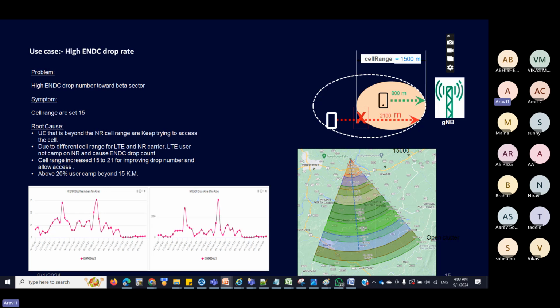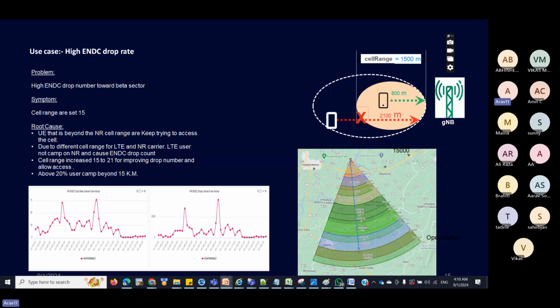In the NSA network, once we are trying to use 5G, there is a leg setup, and we need to switch the UE from LTE to 5G, for UEs which are capable of 5G technology. Okay, this is the process of the handover. It's ENDC. So at the time of the ENDC, there is a number of drops in the beta sector. So this was the problem. We needed to analyze that.